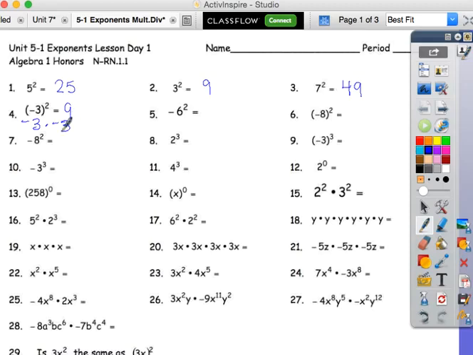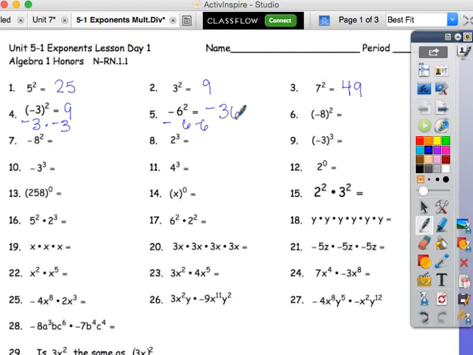The difference is now in number 5, this really just means a negative 6 times 6. The 6 is the only number being squared. So 6 times 6 is 36, and then because of the negative, it's a negative 36. Okay, so you've got to keep those situated.